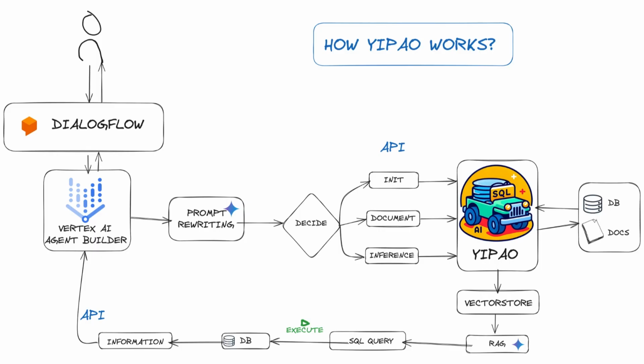How does Yipao work? Yipao uses Dialogflow throughout Vertex AI Agent Builder and connects Yipao throughout its tools with OpenAPI. There, Yipao performs a retrieval augmented generation with Gemini and sends it back to the agent to communicate its responses. All of this happens very quickly.